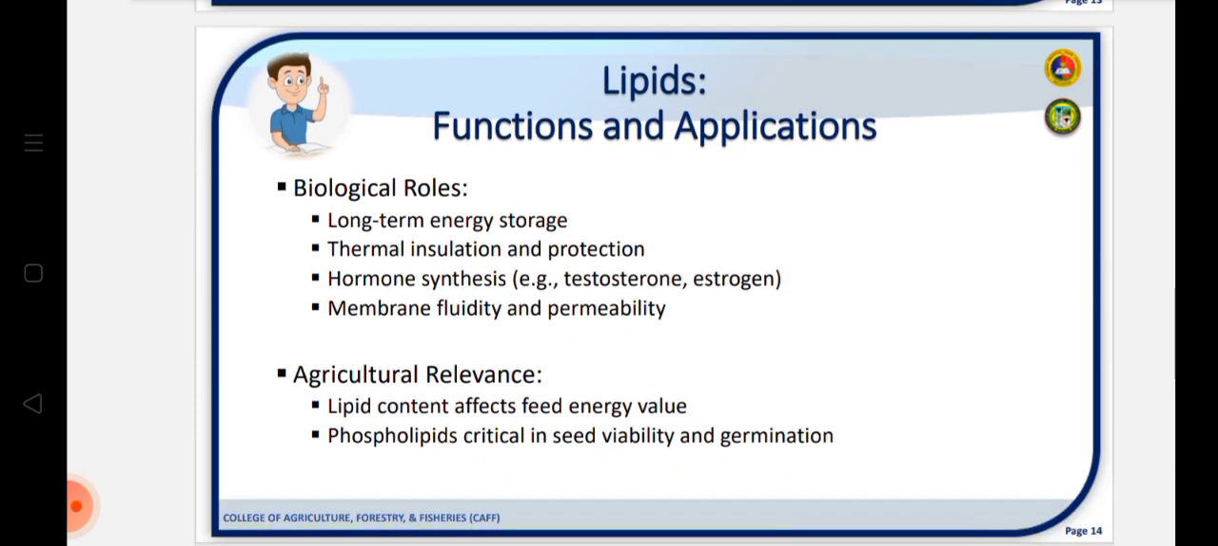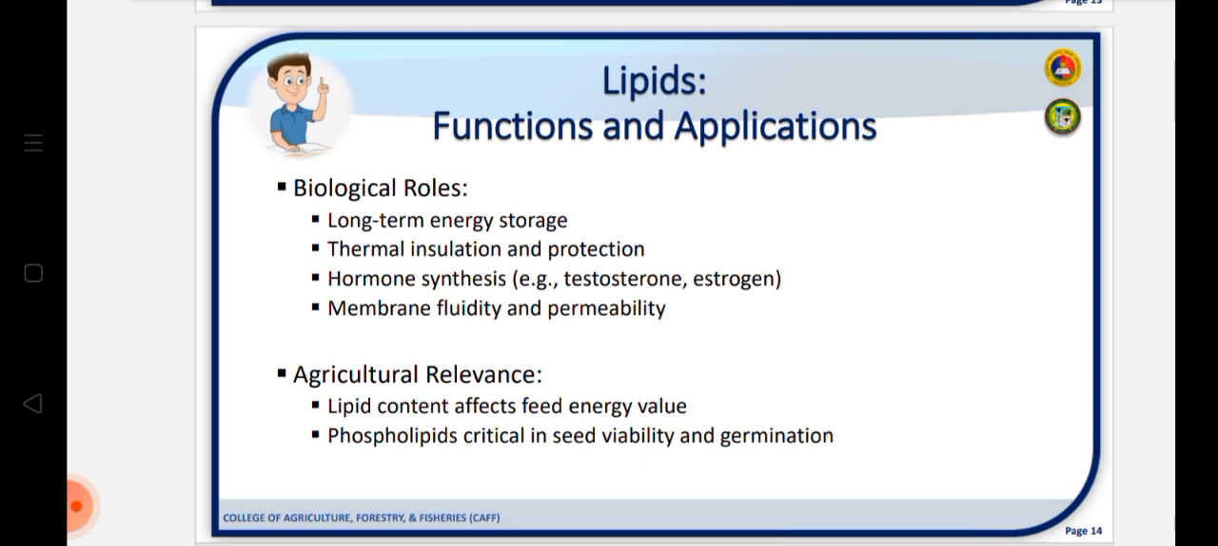Now that we have explored lipid structures, from phospholipids to triglycerides, let's connect those forms to their biological roles and agricultural relevance. Okay, lipids perform several vital functions in living organisms. We have long-term energy storage, which means triglycerides store energy efficiently, providing more than twice the energy per gram compared to carbohydrates. Then we have thermal insulation and protection, which means in animals, lipids cushion organs and help regulate body temperature.